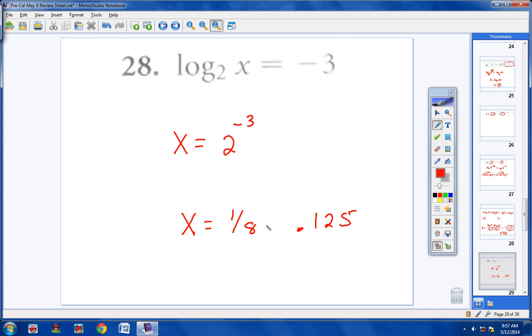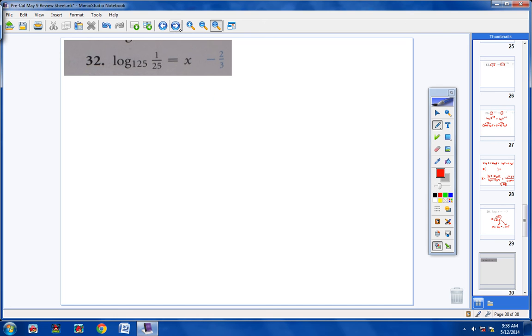So Caleb, let me talk to you for a second. What we do is if you have one log on one side and that log is totally isolated, which it is, then go ahead and write your expression exponentially, and then just go ahead and solve it. You can see what x equals here, Matthew. x equals 2 to the negative third. So if that's what it equals, just type it in your calculator and you'll get either one of these two answers. All right, number 32.